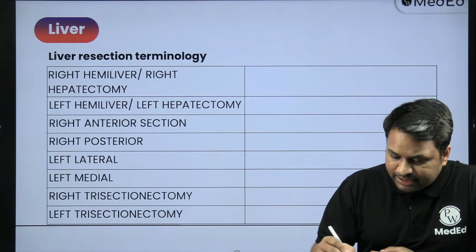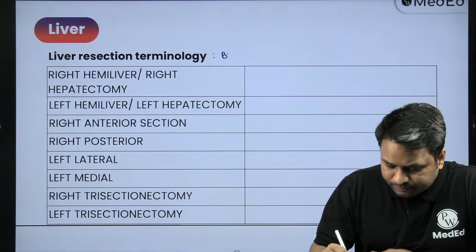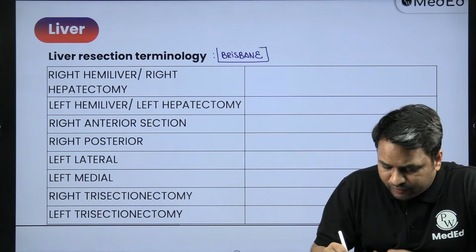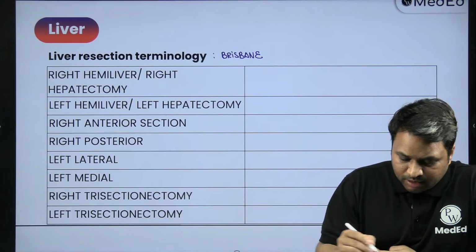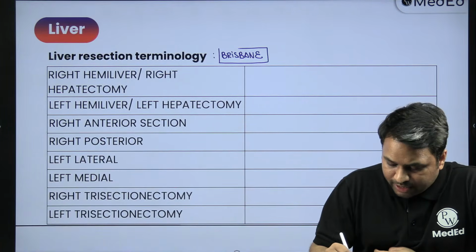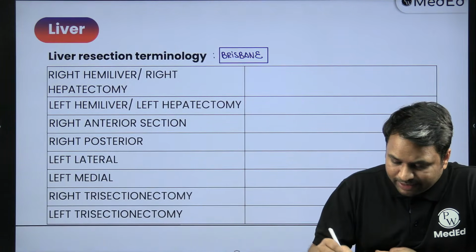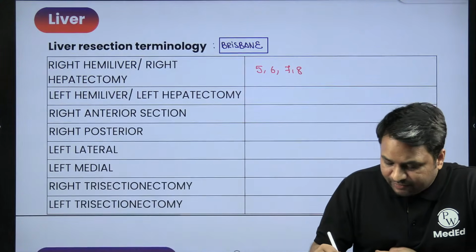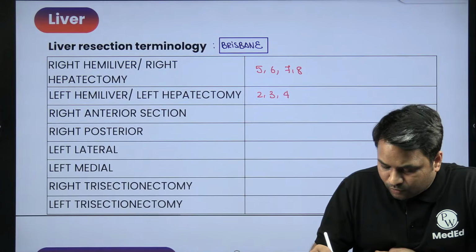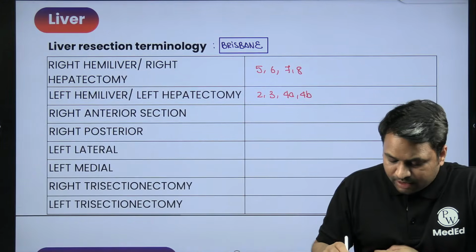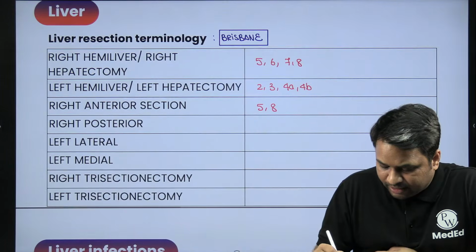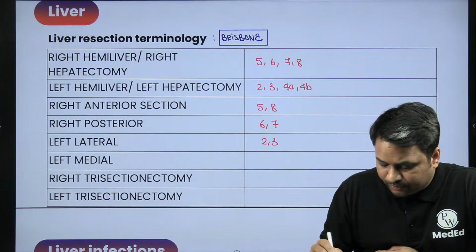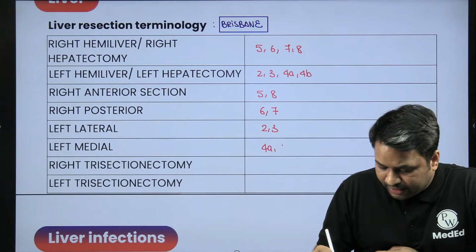Now, this terminology is given by Brisbane. We call it the Brisbane terminology of liver resection, right? If you're talking about the right hemiliver or the right hepatectomy, you will remove 5, 6, 7, and 8. Left hepatectomy is 2, 3, 4A, and 4B. Right anterior is going to be 5 and 8. Right posterior is going to be 6 and 7. Left lateral is going to be 2, 3. And left medial is going to be 4A and 4B.